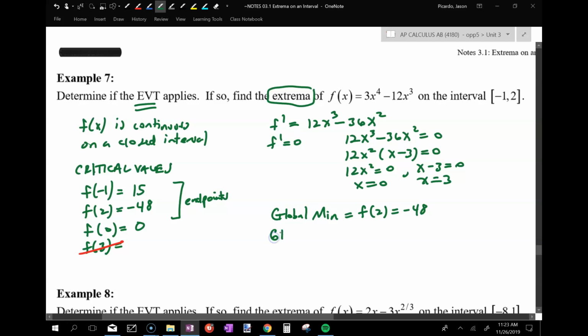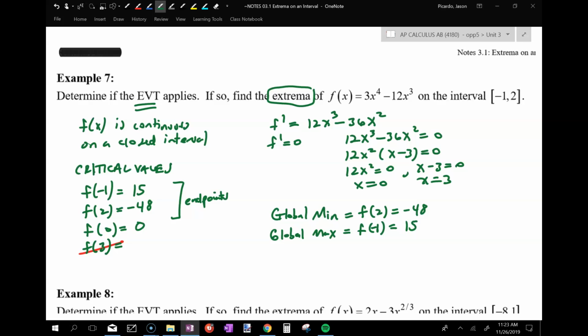The global max. What's the global? Well, you said negative 1? At 15, yeah. f of negative 1, all right? This is the biggest value. Cool, right? So we just found the two absolutes by doing that process. Is that cool?